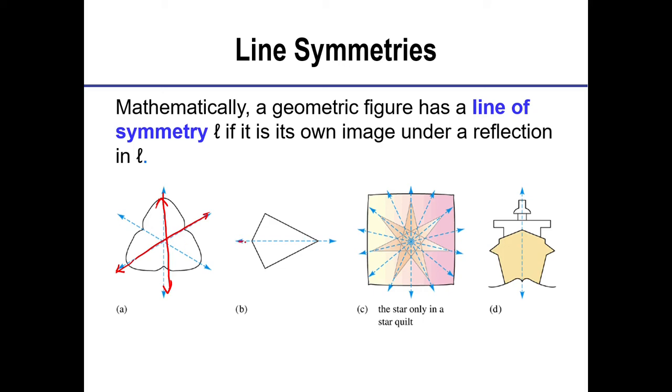In figure B, we only have one line symmetry. There's only one line that would reflect the exact same image on the other side. In C, the star figure here has many line symmetries in which the image is exactly the same on the other side of the line. This frontal image of a boat has only one line symmetry straight down the middle.